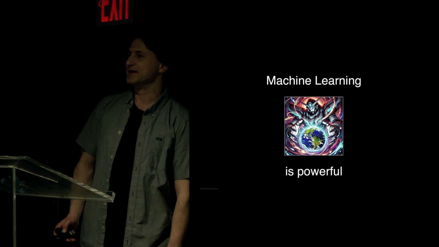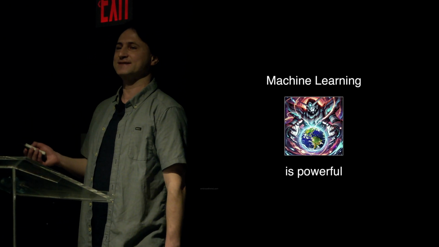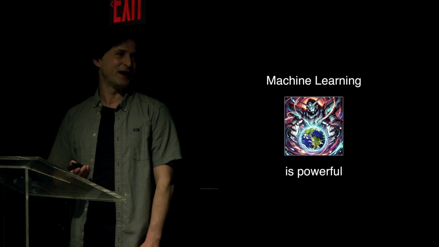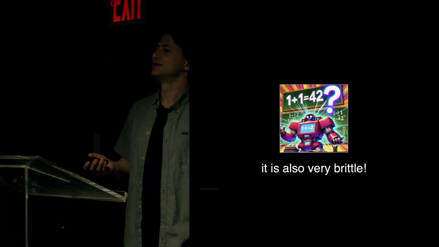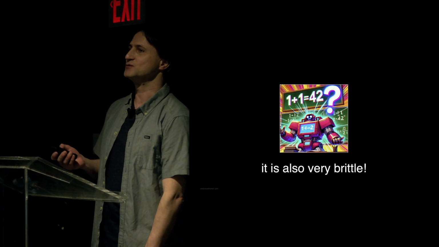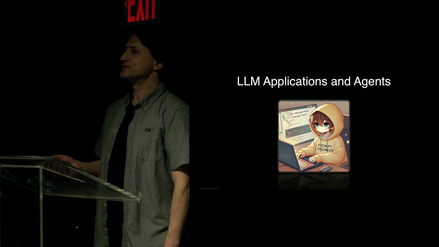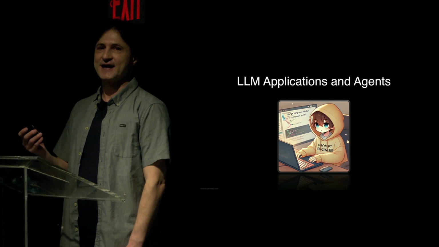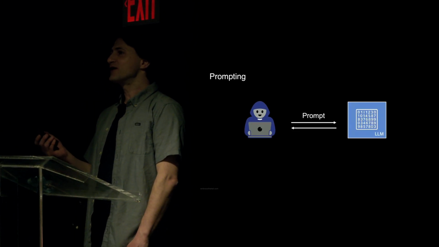Let's talk about machine learning, right? Machine learning is really, really powerful. It can do image recognition, create text, and so on, right? Really, really powerful. But it turns out it is extremely brittle, right? As you can see in the very beginning, for some reason, it said the answer is 42 to 1 plus 1. And all of this brittleness applies to LLM applications and chatbots and agents, as you're going to see throughout this presentation now.